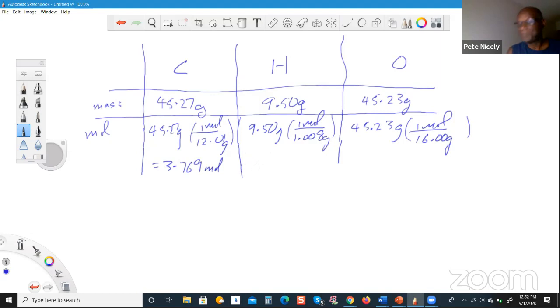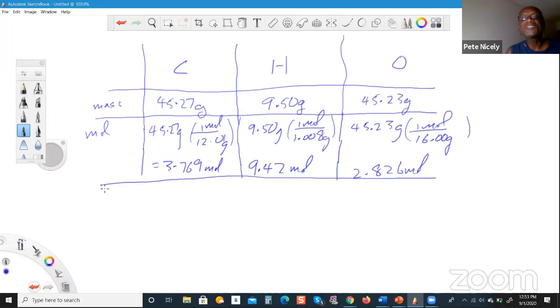And then in the case of hydrogen, we divide 9.50 by 1.008. And according to my calculations, this works out to be, rounded to 3 sig figs, 9.42 moles. And then finally, in the case of oxygen, 45.23 divided by 16.00. According to my calculations, this works out to be, to 4 sig figs, 2.826 moles.